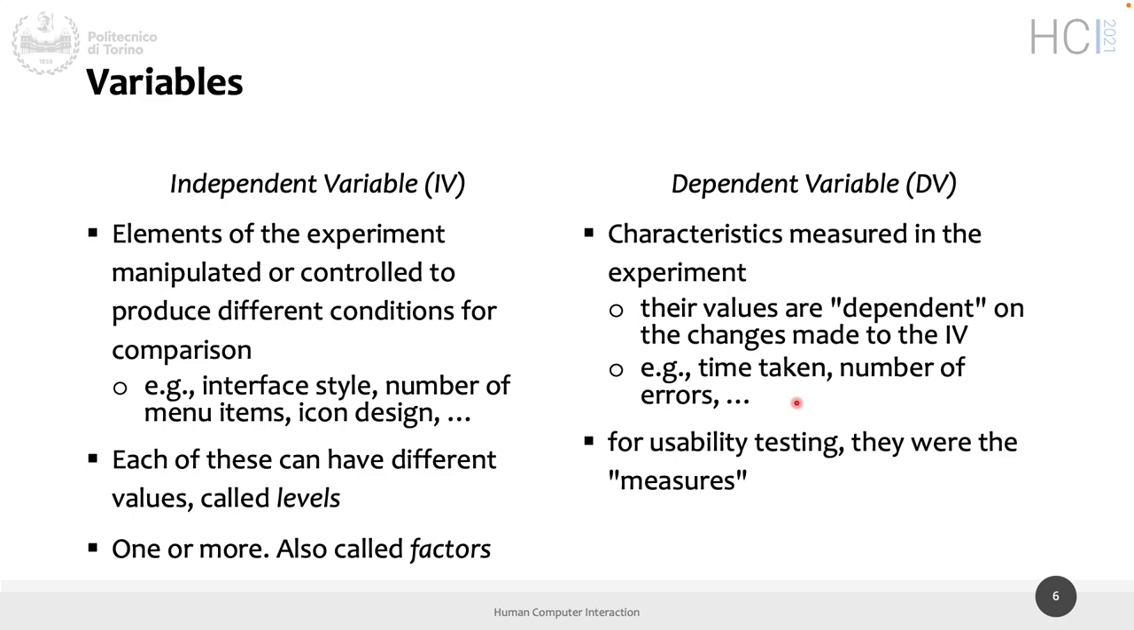And in usability testing, we added the dependent variable also there. We call that measures, the things that we measure. Here we need to call them dependent variables. And these are the two main types of variables in a controlled experiment. They are not the only types of variables. We will see three other types of variables. But these are the two main variables to start with in a controlled experiment. Independent variables, the things that we control and manipulate, and dependent variables, the things that we measure. And there could be one or more, clearly.